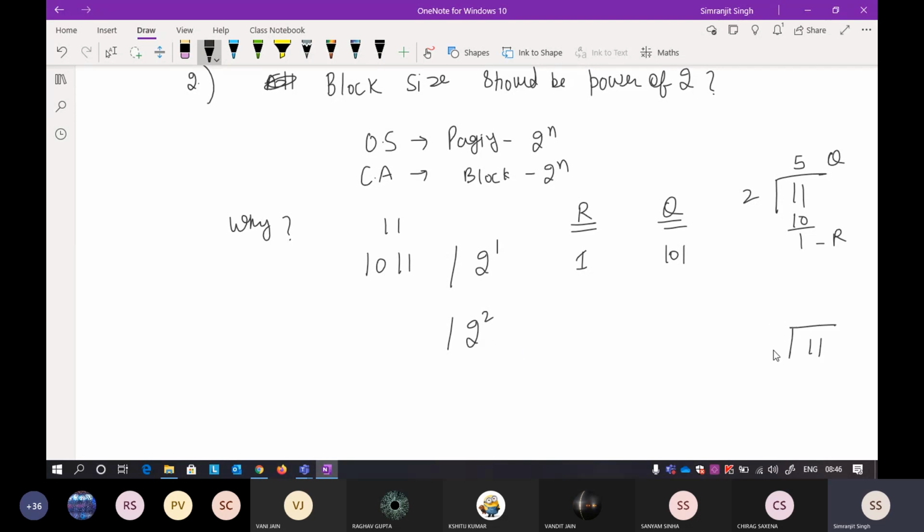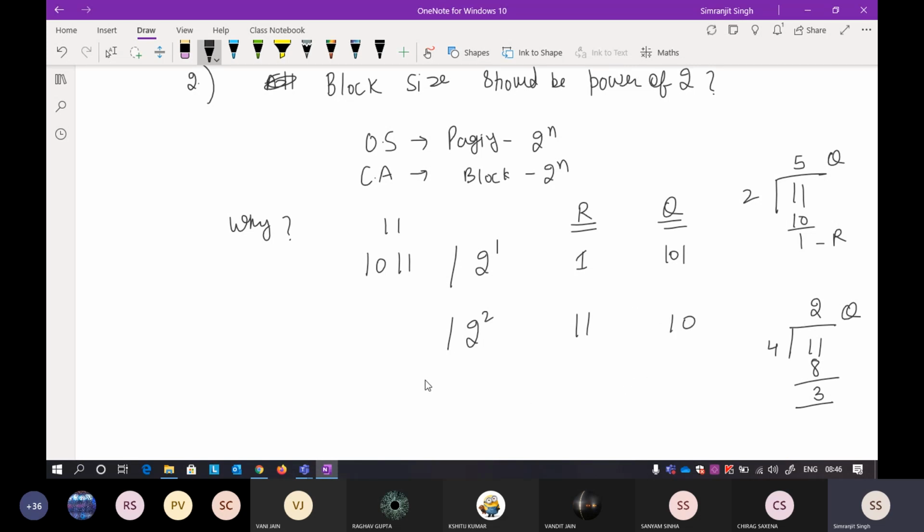So if I divide 11 by 4, what will the quotient be? The quotient here will be 2, since 4 twos are 8, and the remainder here will be 3. Now see, the remainder here I'm writing in binary. The remainder is 3, that is 1 1, and the quotient is 2, that is 1 0.